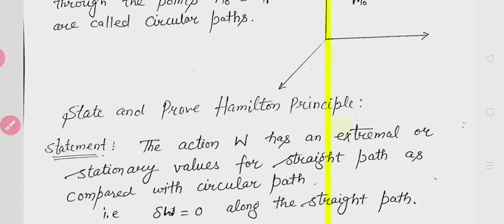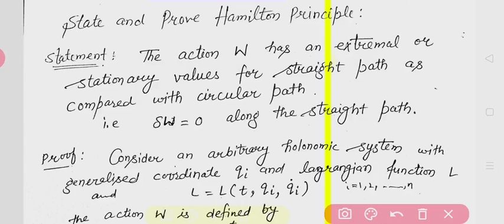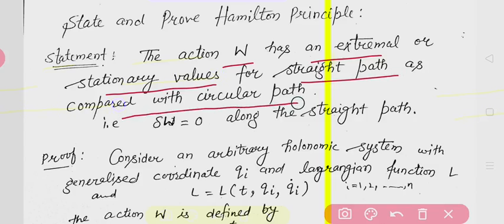So now the next is our Hamilton principle. So what is the statement of the Hamilton principle? That is, the action W has an extremal, or you can say a stationary value, for the state path as compared with the circular path. It will give the extremal value only for the state path when it is compared with the circular path. And what does it mean? That means delta of W will be equal to 0 for the state path. Okay, so this thing I have to prove actually.